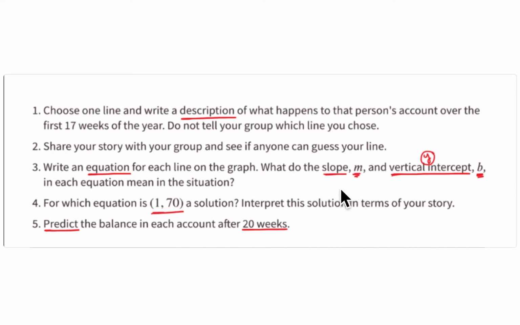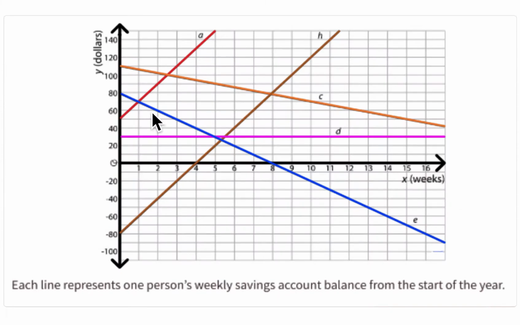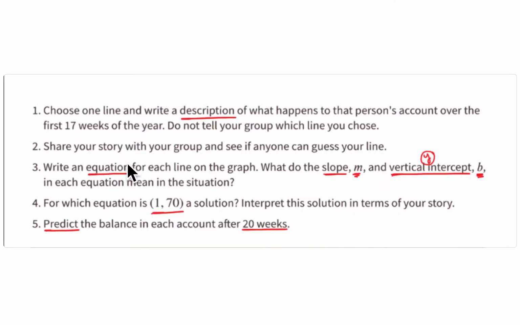So what is the slope of each line? What's the vertical intercept of each line? That's the b part of the equation. The slope is the m part of the equation. So this is y equals mx plus b. What is the point 1, 70, which is right here? What does that mean? Which equation is that a solution for?